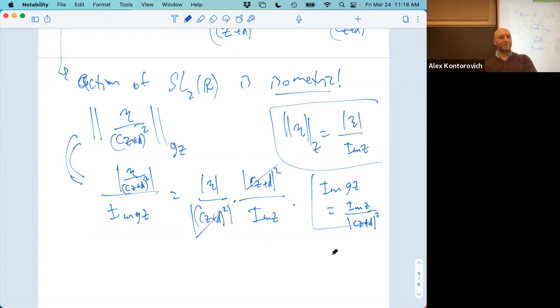So there's a new metric. With this metric, unlike if we use just the Euclidean metric, it would not be an isometry. With this new metric, it is an isometry. You divide by the imaginary part of z, then whether you're measuring things at z or at gz, they'll have the same length. This is something that wasn't super clear to me for a long time.